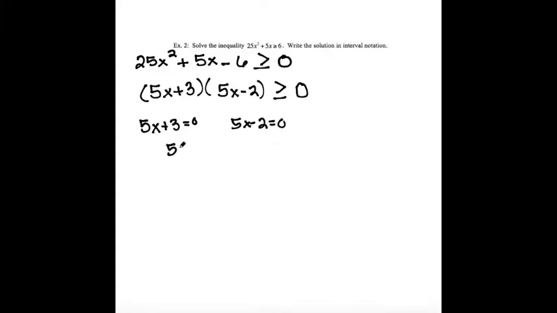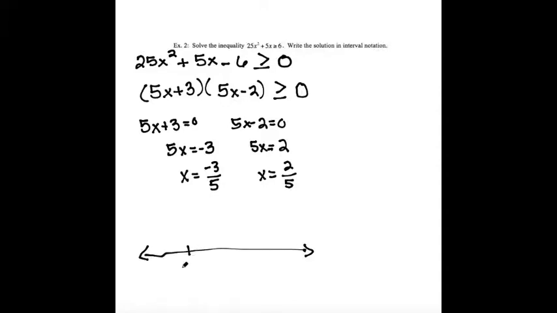Solve both of these. That gives me 5x equals -3, so x is equal to -3/5. And then over here, that gives me 5x equals +2, and that leaves me with x equals 2/5. So those are my roots. It says, now go ahead and put those on your number line. Put them in order. So I have -3/5 here, and I have +2/5 here. And again, I'm going to box those so that they stand out. Those are the values I'm concerned with.